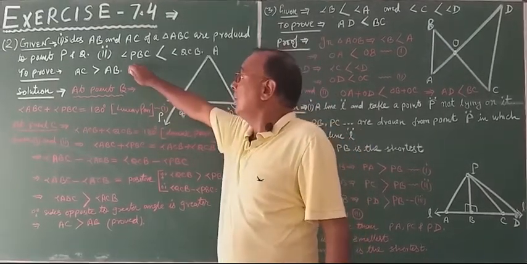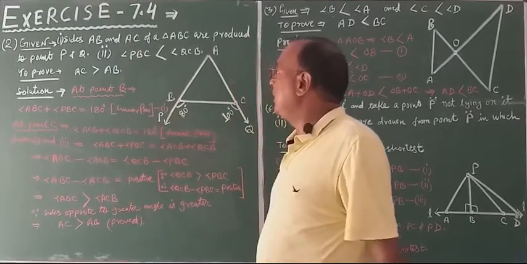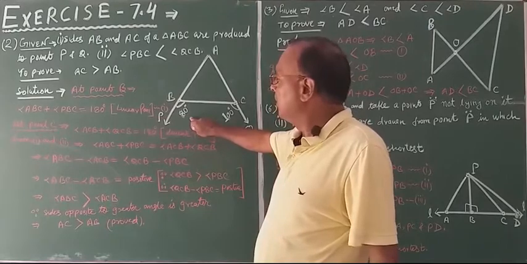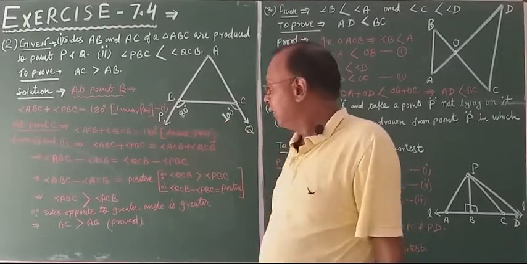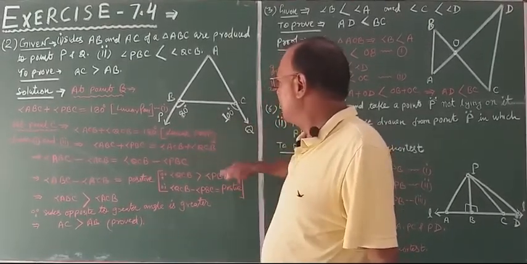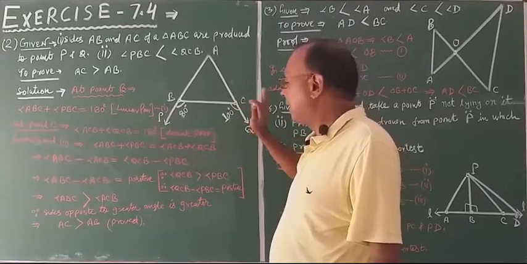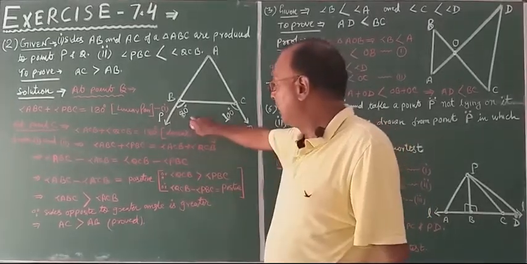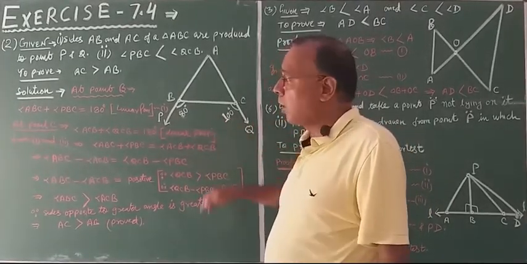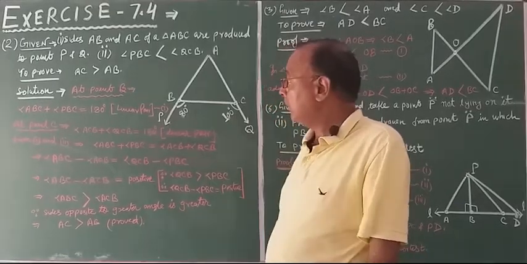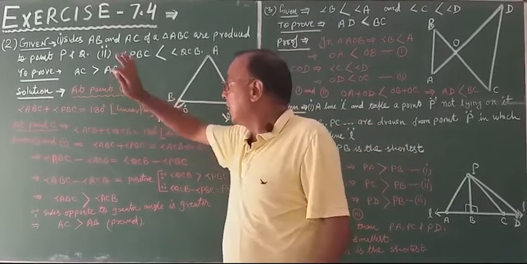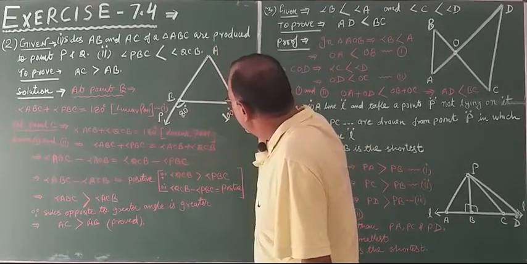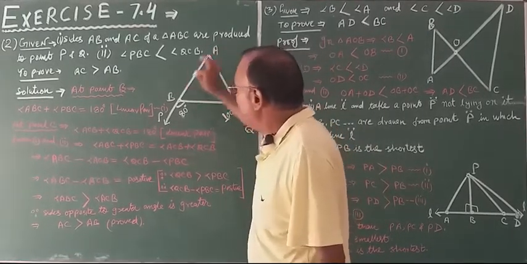Another thing was given: the angle PBC is less than angle QCB. This is the angle PBC. Let, for a short while, this be 80 degrees, and since the other is greater, I have taken it as 100 degrees. This is for our convenience. This is 80 degrees and this is 100 degrees. Now what we have to prove? AC of triangle ABC is greater than AB.